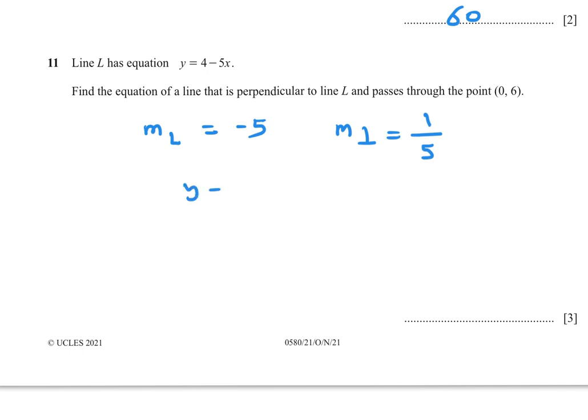So the equation of the perpendicular, y equal 1 over 5x plus c. Now this line passing through the point 0 and 6, this means c equals 6, or you can substitute to get c equals 6. So the equation of the line y equal 1 over 5x plus 6.